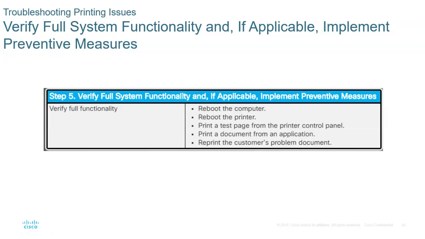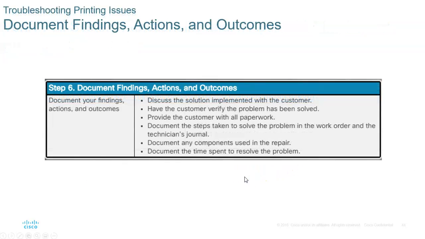Step 5, verify full system functionality, and if applicable, implement preventative measures. Print a test page. Make sure that it's working. A lot of printers, you can just push a button to print a test page, which is fine. Like, you can print an HP test page, but then print a document so you know that it works from the computer to the printer, and make sure that the customer understands and knows what it was that you did. And then document any findings. Make sure that you've signed any paperwork, that you've journaled anything that you need to, that you've kept track of the components that you used for the repair, and that you document the time that you used.